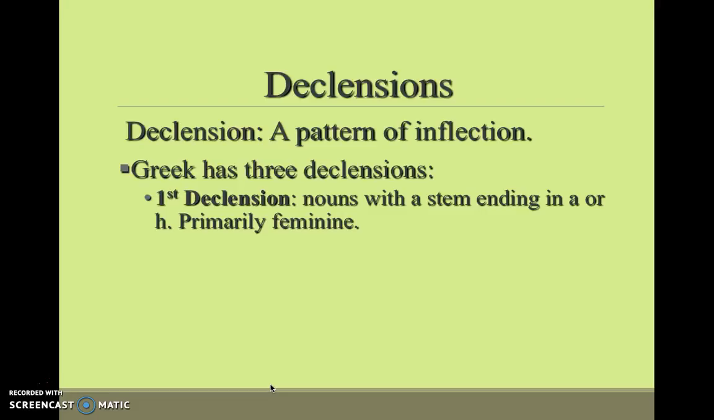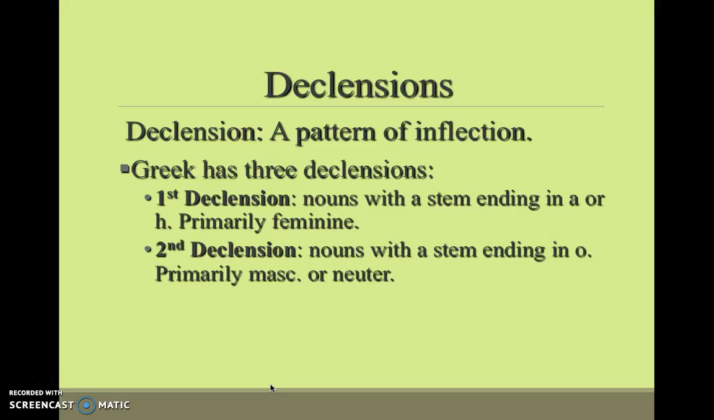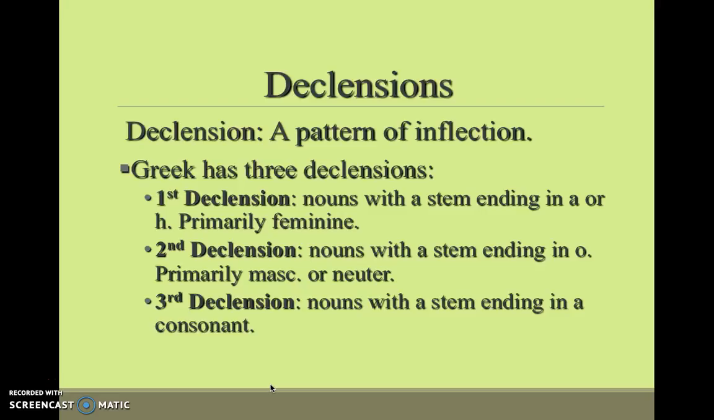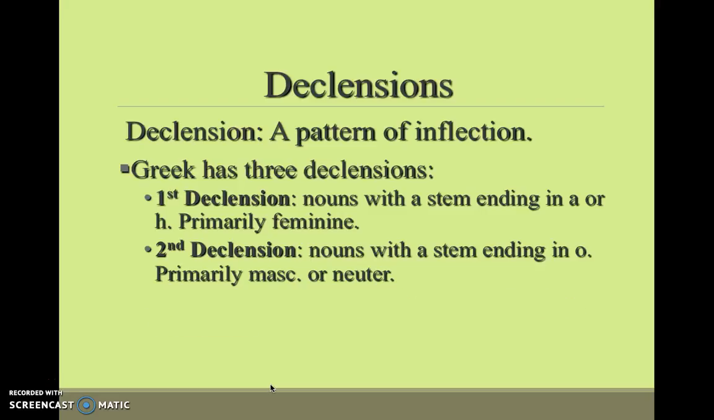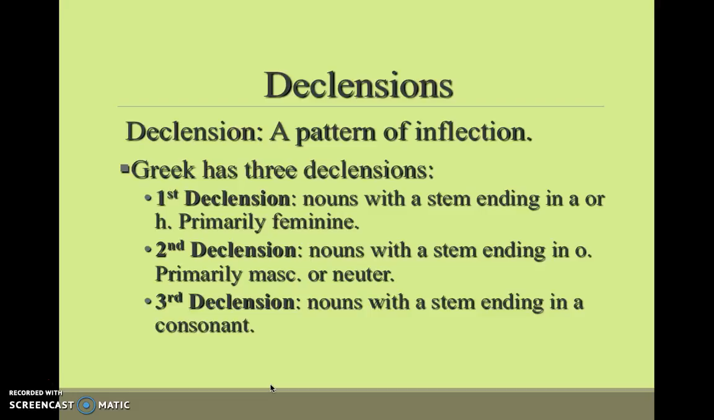First declension are those nouns that have a stem ending in alpha or eta, and these are primarily feminine nouns. In the second declension, nouns have a stem ending in omicron, and those tend to be masculine or neuter, and they're actually probably the most common, I would say. First declension nouns are the second most common, and then third declension nouns are the least common, though there are quite a few of them. Those are nouns with a stem ending in a consonant.